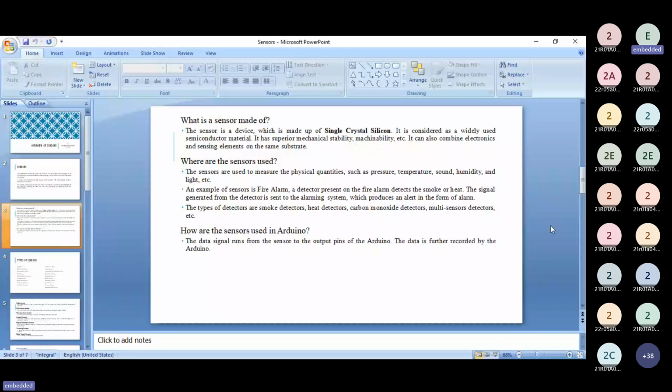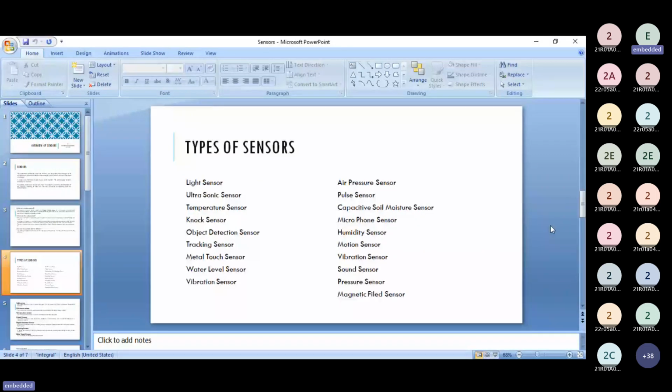So the types of sensors present are listed here. Light sensor, ultrasonic sensor, temperature sensor, knock sensor, object detection sensor, tracking sensor, metal touch sensor, water level sensor, vibration sensor, air pressure sensor, pulse sensor, capacitance sensor, microphone sensor, motion sensor, humidity sensor, vibration sensor, sound sensor, pressure sensor, and magnetic field sensor. These were some of the major sensors which we usually use in embedded systems.